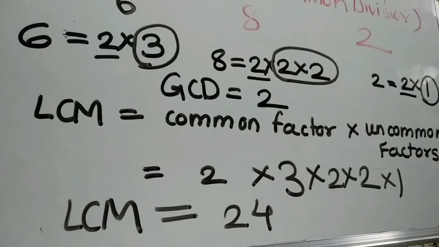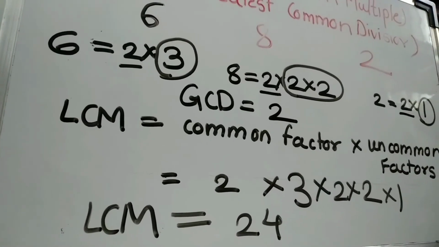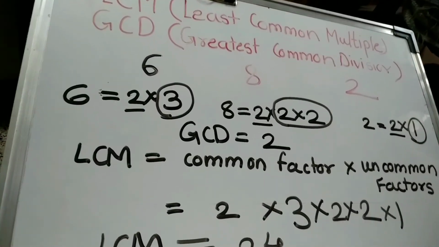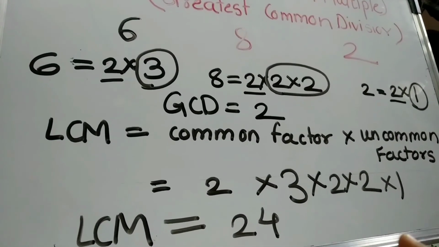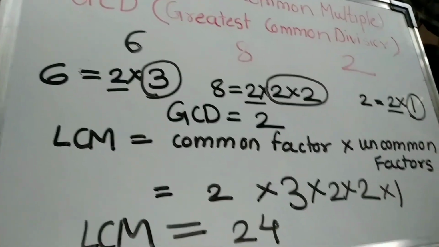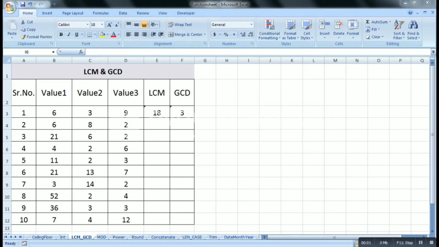Now how to find it out? By using an Excel sheet. It's very easy. You just have to use an LCM and GCD function to find out the values. Let's see. Now, as per the previous discussion of LCM and GCD, we have three values, value 1, value 2 and value 3. We have to find out the LCM as well as the GCD. LCM is least common multiple, GCD is greatest common divisor. Okay, now we have three values, 6, 8 and 2. We already discussed how to find it out manually.